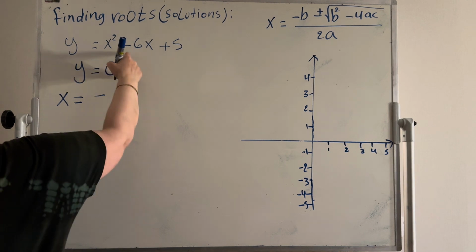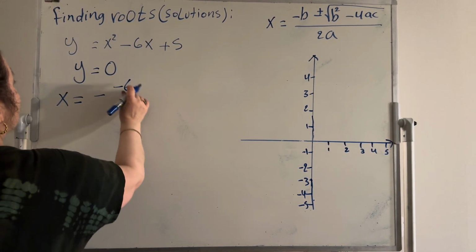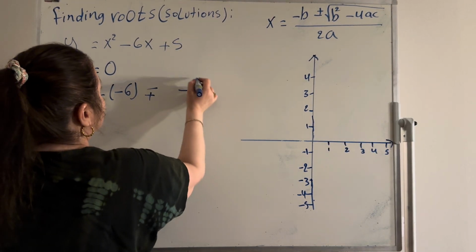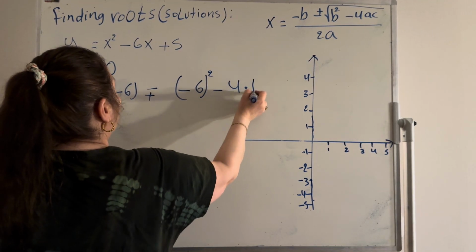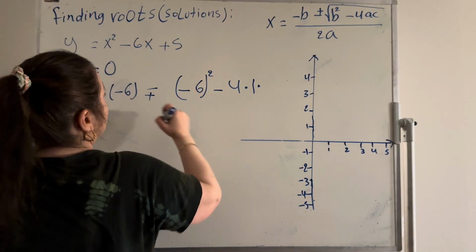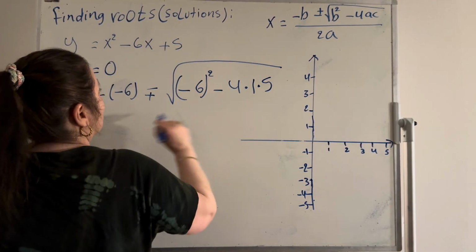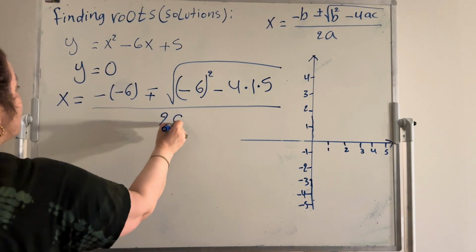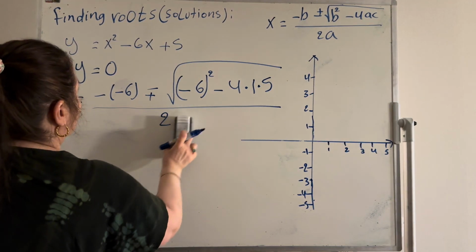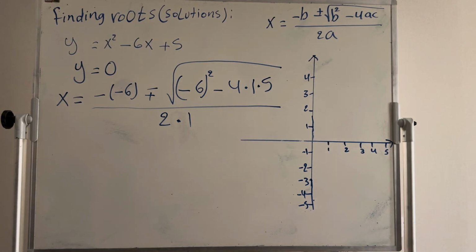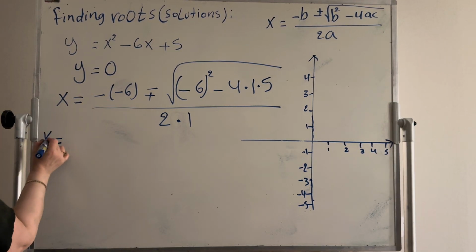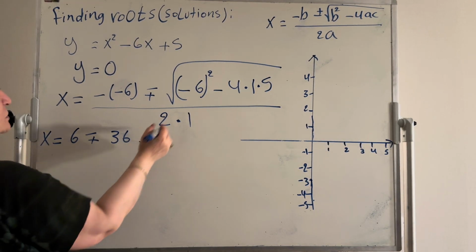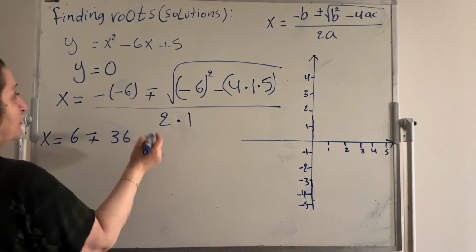x equals minus minus 6, plus minus the square root of minus 6 power 2 minus 4 times 1 times 5, all of this under the root, divided by 2a, and a equals 1. Then minus times minus will be plus, positive 6 plus minus minus 6 times minus 6 is 36, minus 4 times 5 times 1 equals 20.